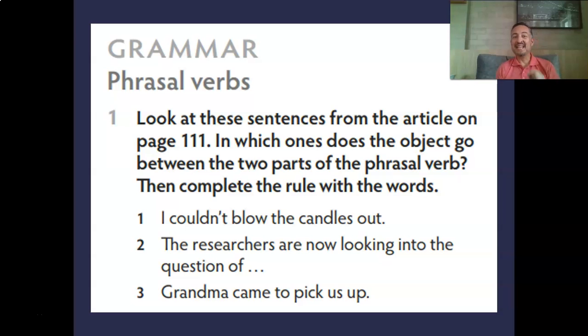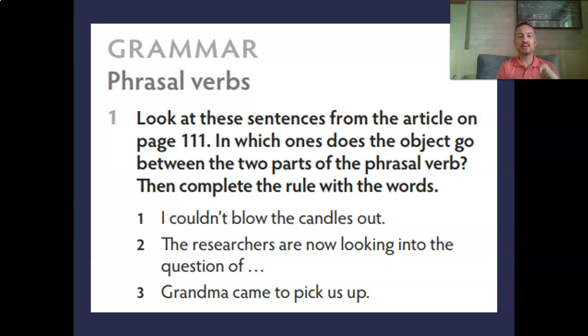So look at these sentences from the article on page 111. In which ones does the object go between the 2 parts of the phrasal verb? Okay, so that's the idea here. Some phrasal verbs have the possibility of having an object between the 2 parts of it, and others, it's not possible. It can't go in between the 2 parts. It has to go necessarily after the preposition.